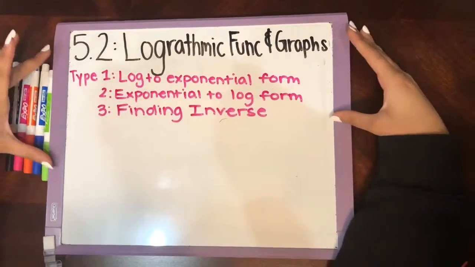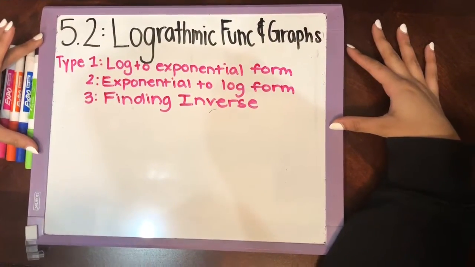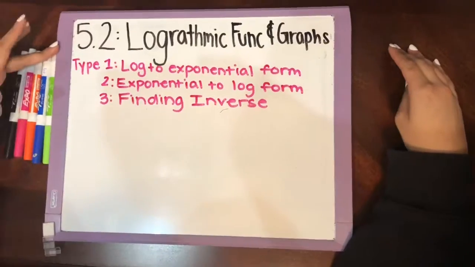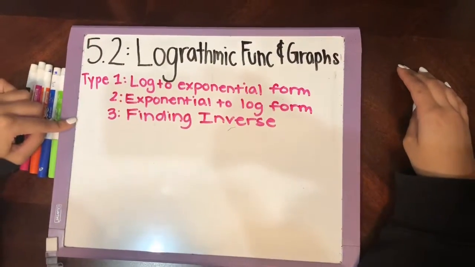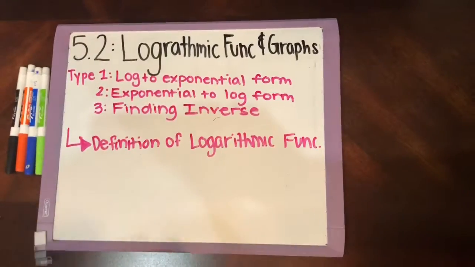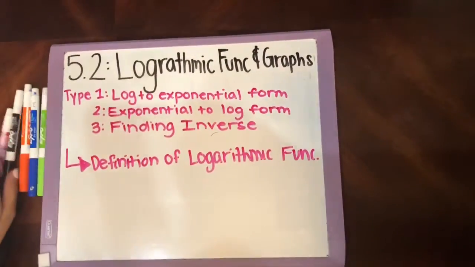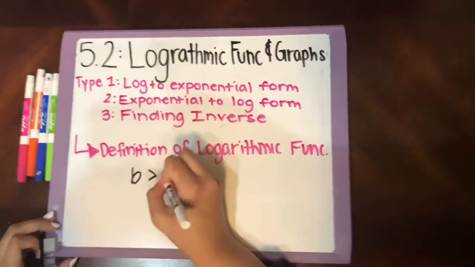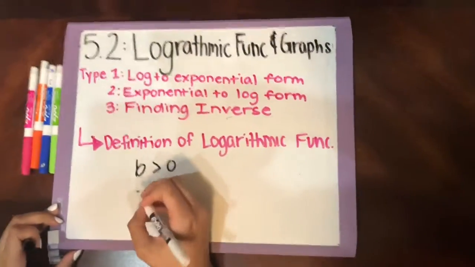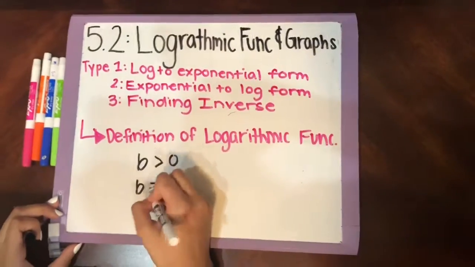Now I'll teach you 5.2 logarithmic functions and graphing. There are three different types. One is log to exponential form, exponential to log form, and finding the inverse. So the definition of a logarithmic function contains that the base b is bigger than 0 and b cannot equal to 1.